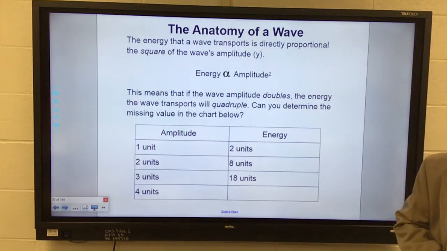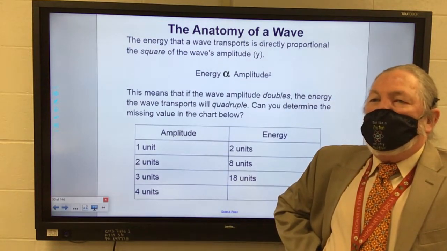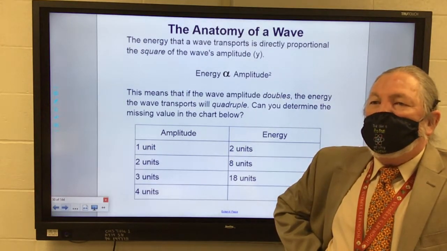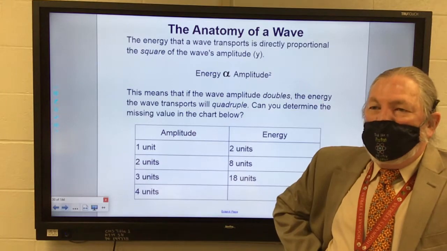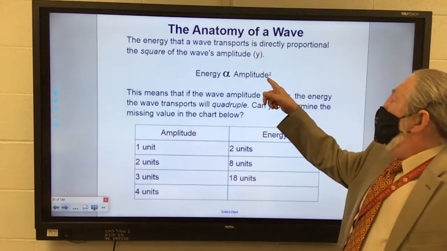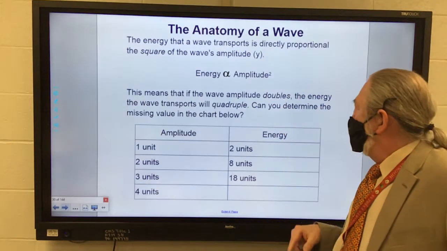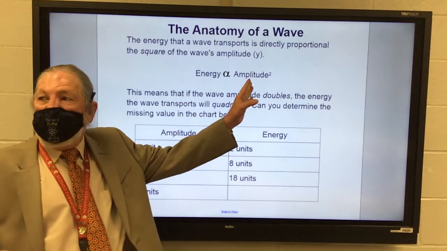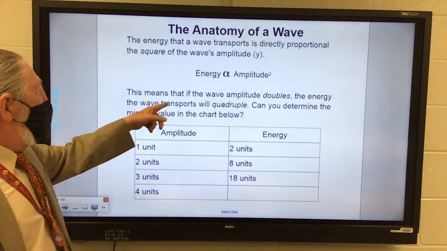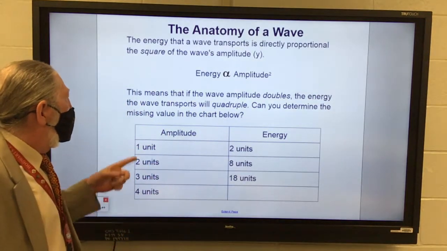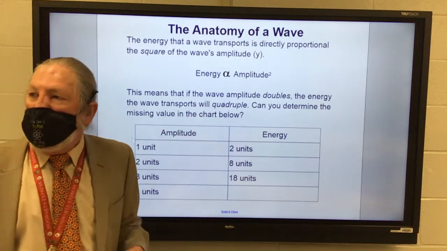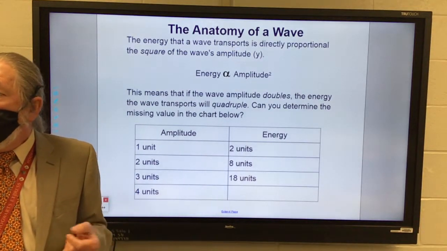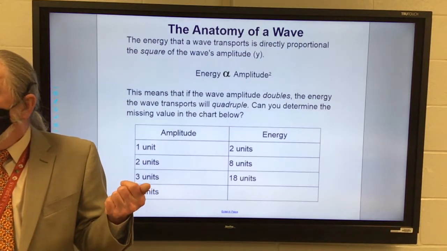Mathematically, let's think of a math problem. Think you're in Miss Leslie's class. She says, define 2 squared. What's 2 squared? It's 2 times 2. Okay, what's 4 squared? 4 times 4. Good. So that's what this is too, amplitude squared. This is energy versus amplitude, right? So this means that if a wave amplitude doubles, the energy is going to quadruple, just like your 4 times 4. 4 squared is 4 times 4, 16, which is quadruple, isn't it?